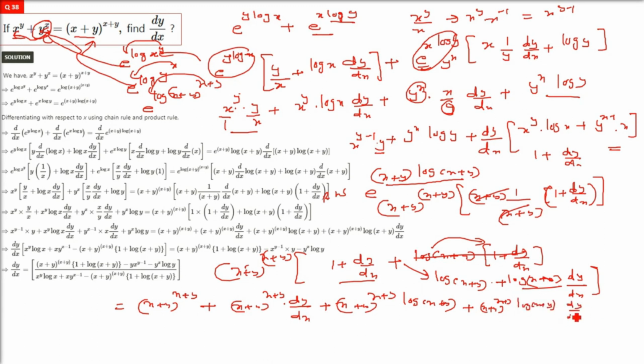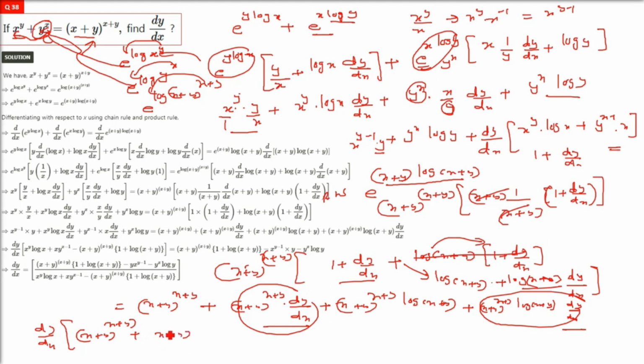Alright. Now this dy by dx we will take to one side, meaning together. So dy by dx I am taking, and now you can take this x plus y to the power x plus y also common. You will get 1 plus log x plus y inside. What I am saying is x plus y to the power x plus y, and then x plus y to the power x plus y log x plus y is inside. So once you take x plus y to the power x plus y outside, it will be dy by dx into 1 plus log x plus y.